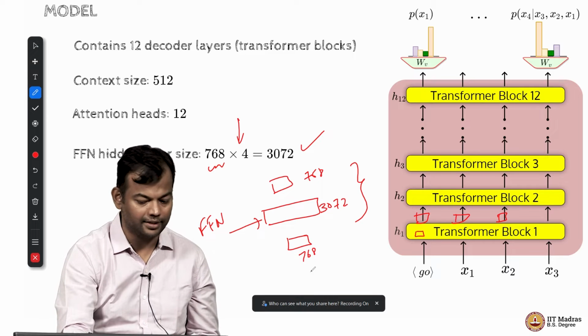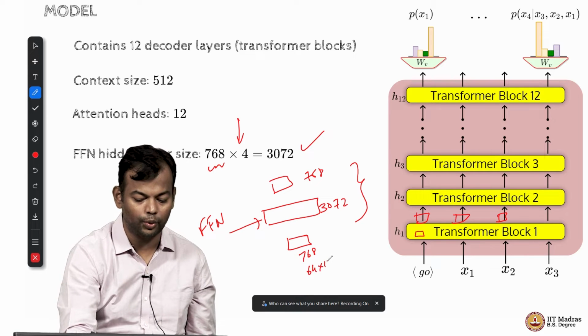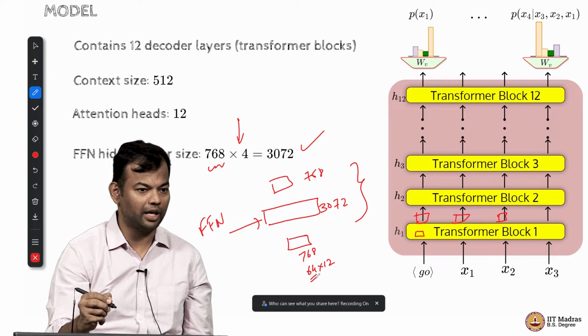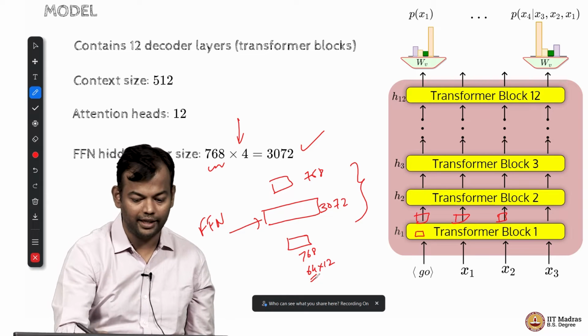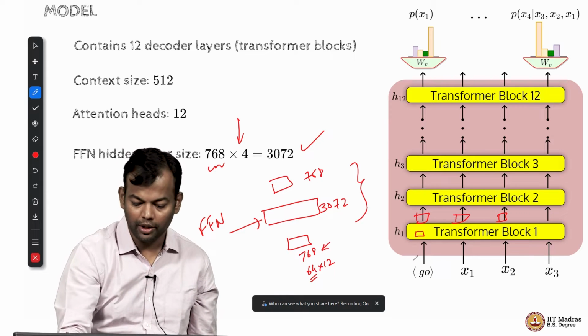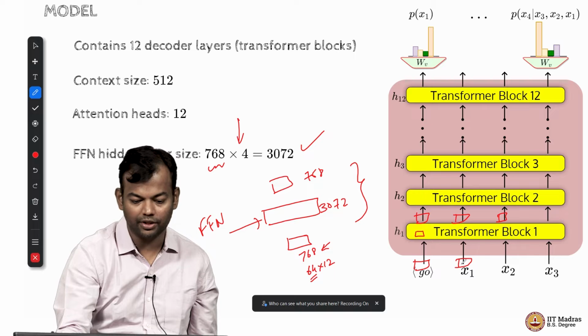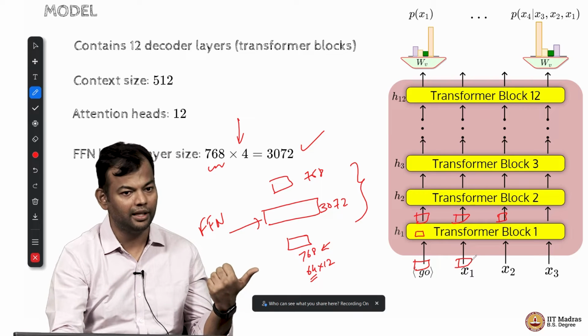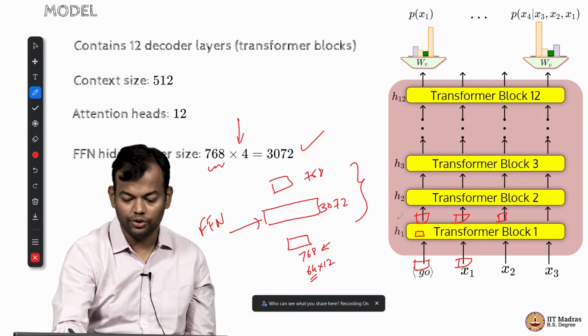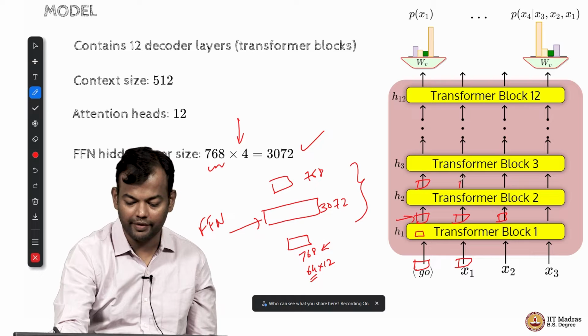by the 12 heads, right. So this is actually 64 into 12. Each head produces a 64 dimensional output. Then you concatenate it, so you get a 768 dimensional output, which matches whatever your input dimension was, right. That's what we saw on the previous slide, that D model was 768. So each of these everywhere would be 768.